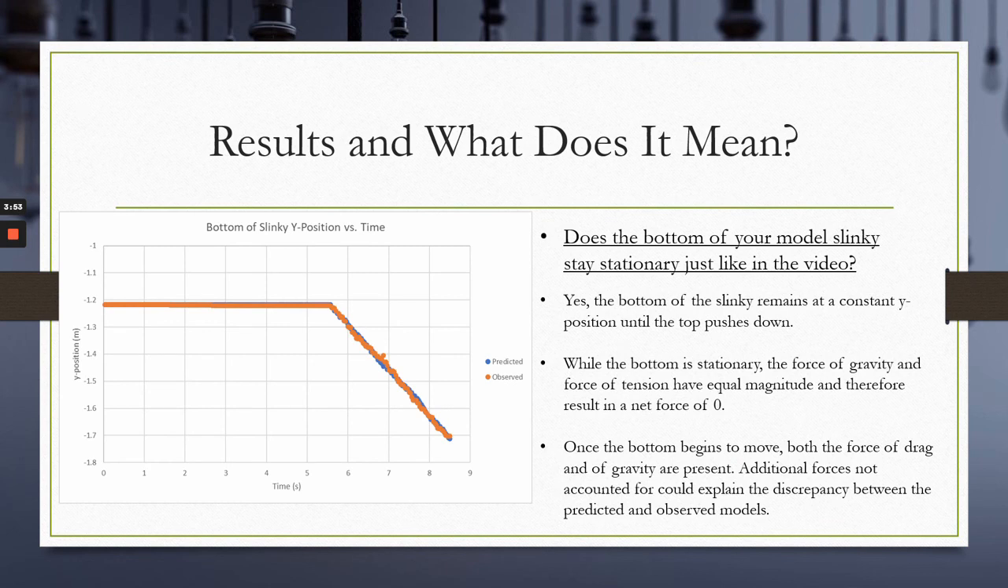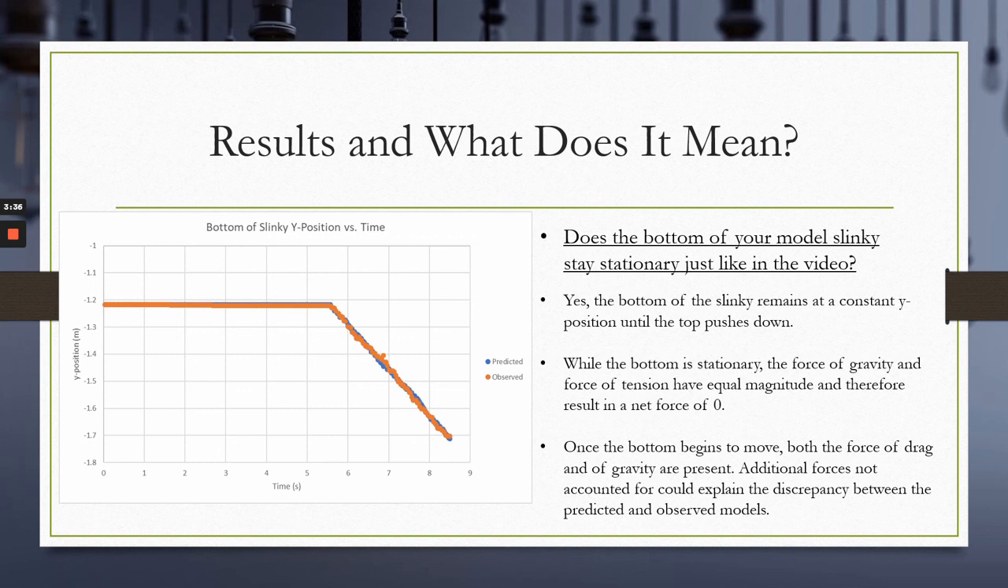After I collected the data for the observed Tracker and predicted GlowScript models, I graphed them together in Excel. Besides a few mild discrepancies in the points, most likely due to inconsistent point mass clicks or an unaccounted-for force, the two y position versus time plots are very similar.